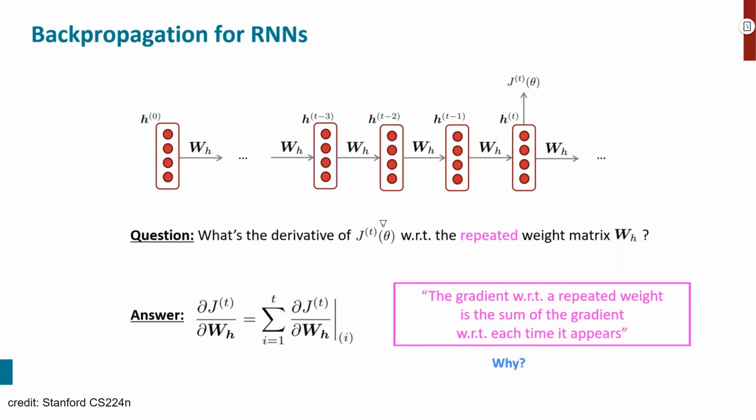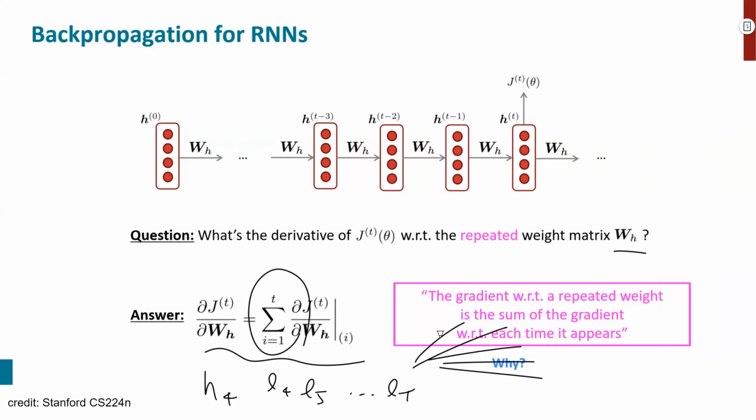So what's the derivative of J with respect to the repeated weight matrix W_h? The answer is like this. We need to sum up all the gradients. So, I told you, h4, for example, depends on loss 4, loss 5, up to loss T. However, the gradient with respect to a repeated weight is the sum of the gradients with respect to each time it appears. So there are many paths that h4 is affecting, and we need to gather all these backpropagating upstream gradients.